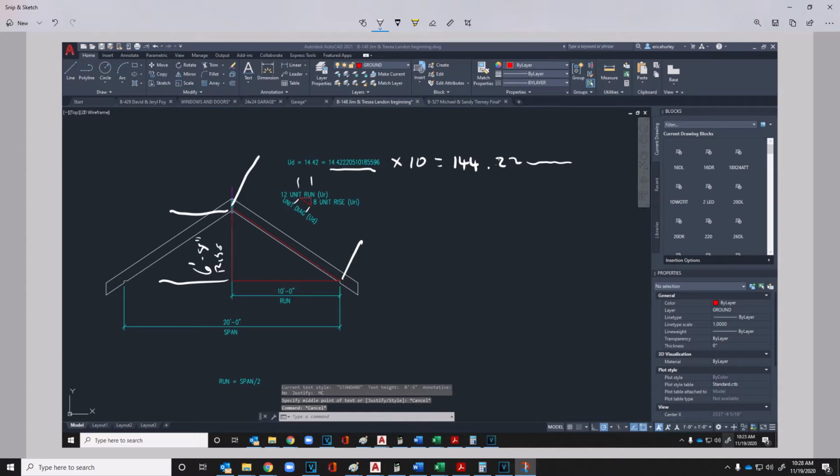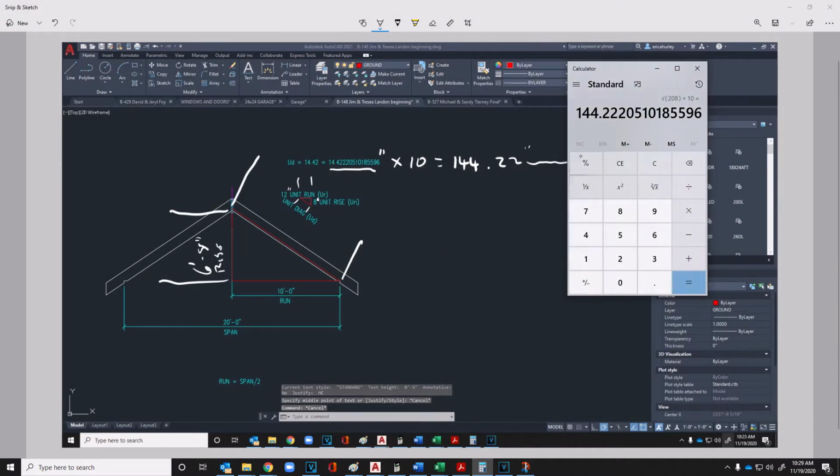All right. Well, because this was inches and that was inches, this gave me inches. We didn't put a factor in here, whether it was feet and inches or whatever. So this comes out to inches here. So to figure out what these actually are, I'm going to divide that by 12, and that gives me 12.